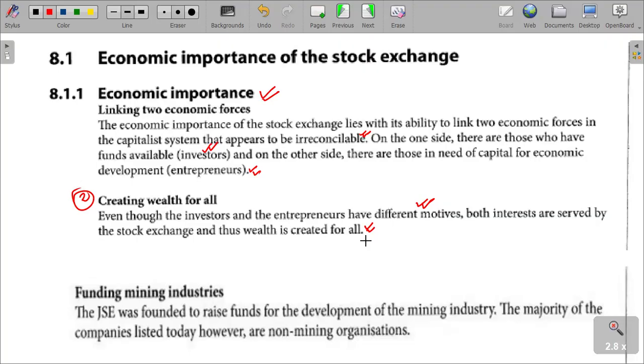We have the creation of employment. When investors put their money into certain businesses, the businesses expand. The expansion of the businesses provides employment opportunities, which is very important for the citizens of the country. We also talk about the entrepreneurs: after selling their shares, the money that they get can be used in diversification of their businesses, expanding their businesses, and many other economic investments which, at the end of the day, are creating wealth for everyone within the country.